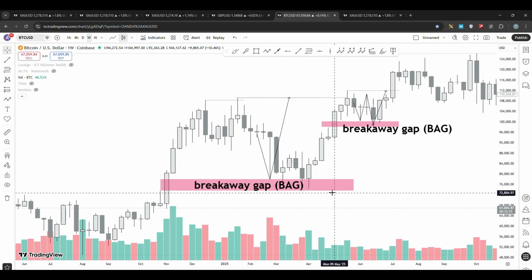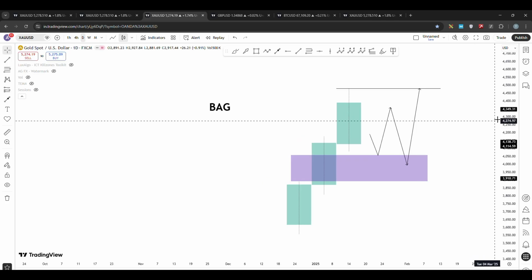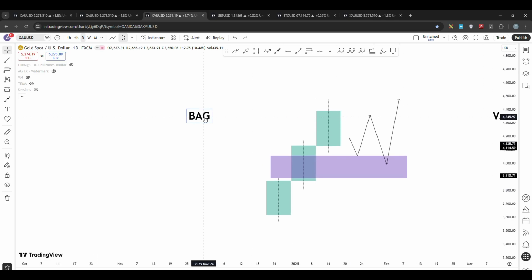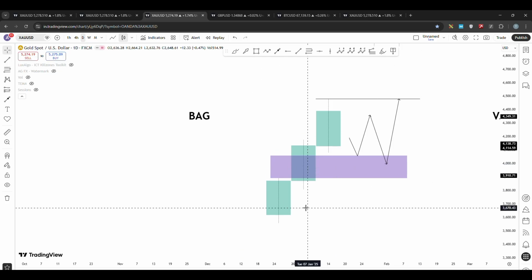Okay, so this is what a breakaway gap is. So if you trade crypto, then definitely this will be useful. But if you do not trade crypto, if you mainly trade metals like gold and silver, then you are going to get disappointed because market does not fill the breakaway gaps most of the time. Okay, so this is the third kind of gap, which is called BAG or breakaway gap. Now this is for a bullish market. The exact opposite will happen for a bearish market.